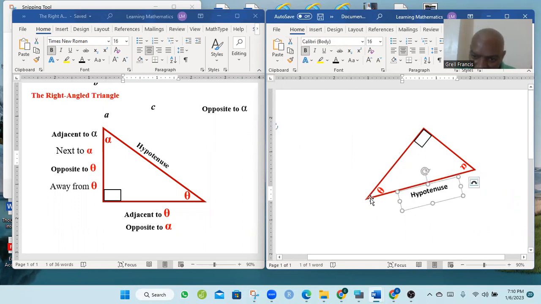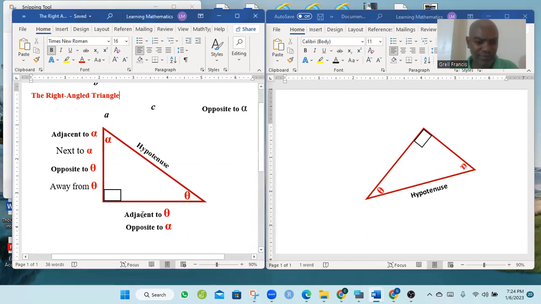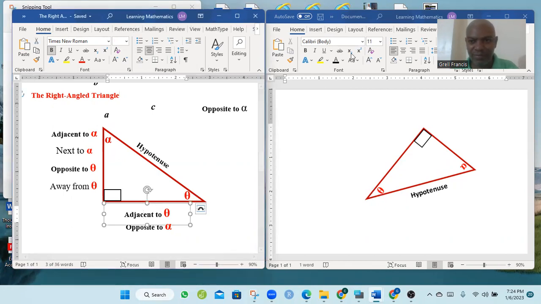What about this side here now? There are two names we can call it. Choose a name to call this side. So bearing in mind, the word adjacent by itself means next to. The word opposite by itself means away from. How can we label that side? Taking into consideration theta and alpha. So therefore, because this side is next to theta, you can call it adjacent to theta. Because it is next to theta.